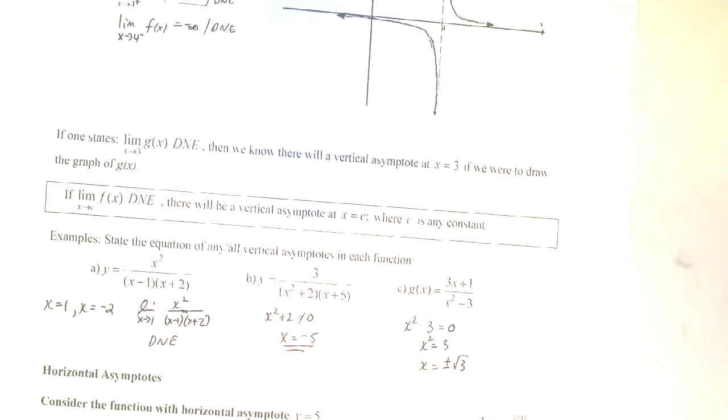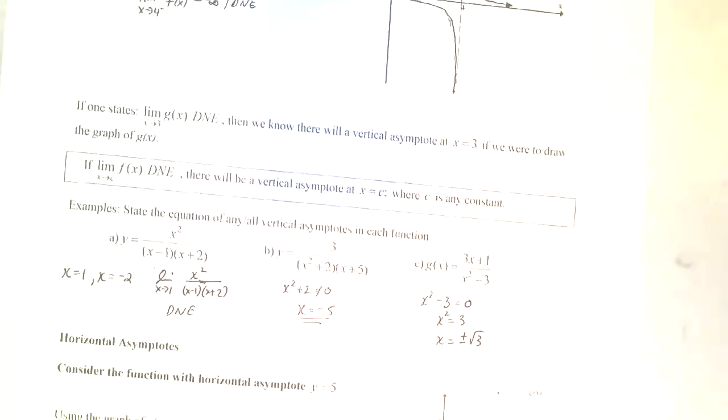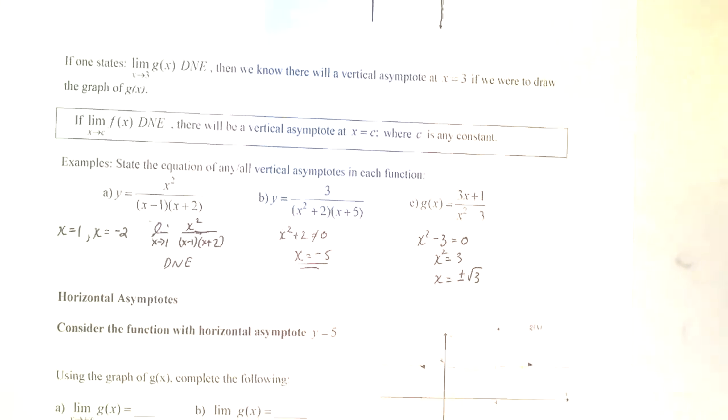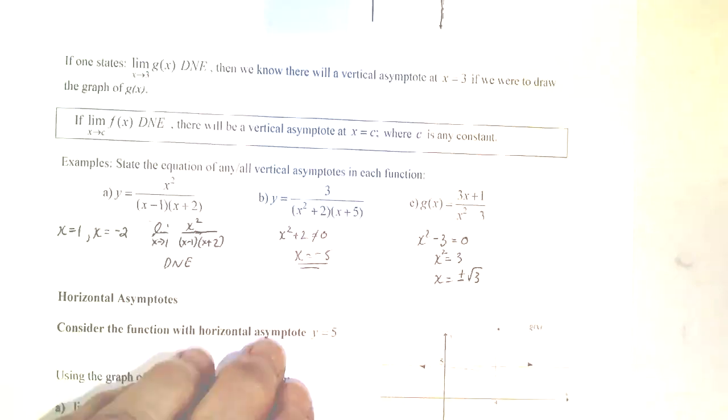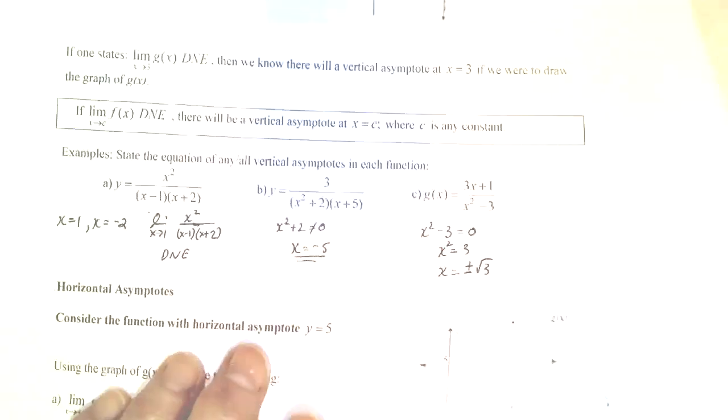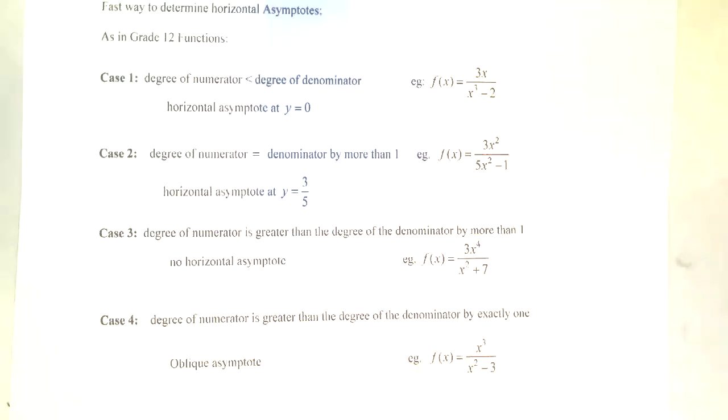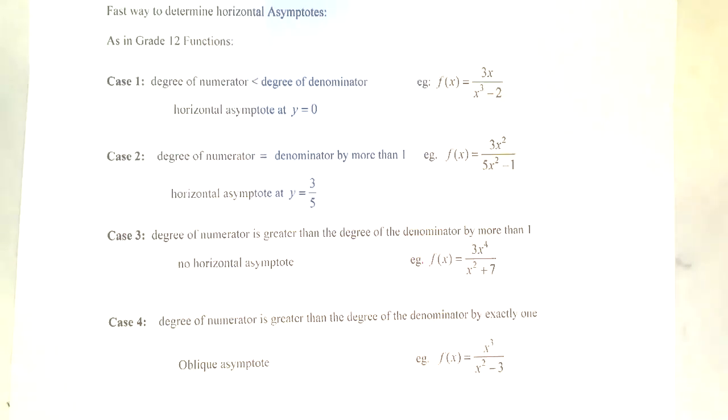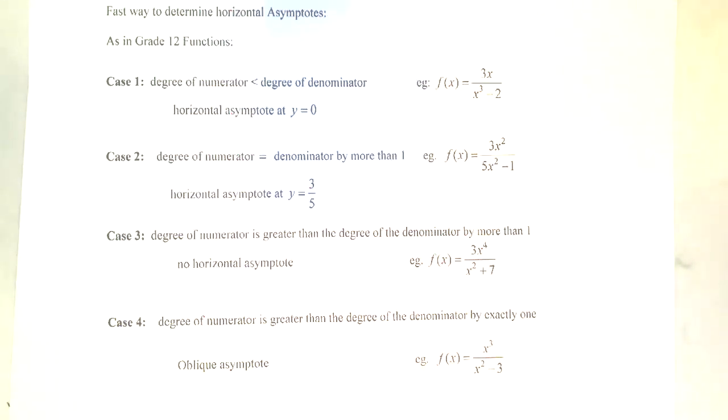So now let's move to horizontal asymptotes. Now, we had this whole convoluted method of finding horizontal asymptotes back in grade 12. Let me remind you what those were. In grade 12, we gave you 4 different cases, and we said, take a look at your function and see which case it falls under.